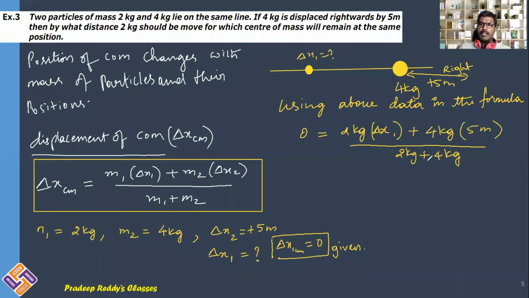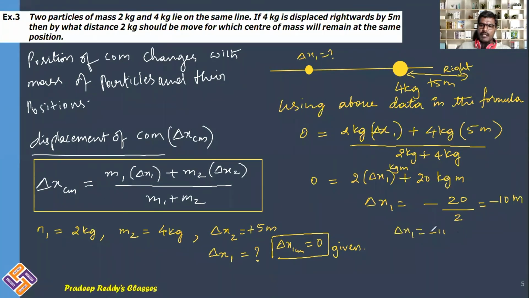Multiplying 2 kg 4 kg becomes 6. 6 goes to the other side, that becomes 0. 0 is equal to 2 into delta x1 plus 4 into 5 is 20, and this is kg meter and this is also kg meter. So I want to now find out this delta x1. So how do you write delta x1, which is equal to minus 20 divided by 2, which is minus 10 meter. So delta x1 is equal to minus 10 meter.